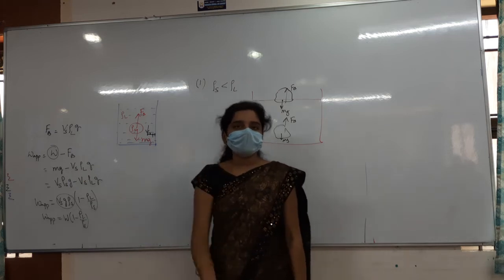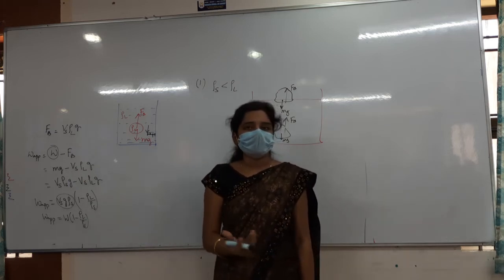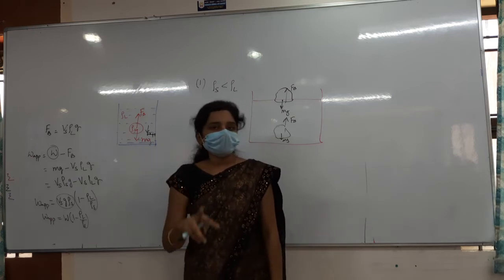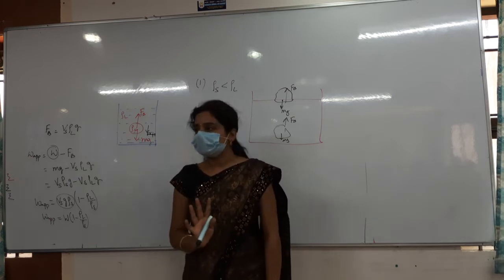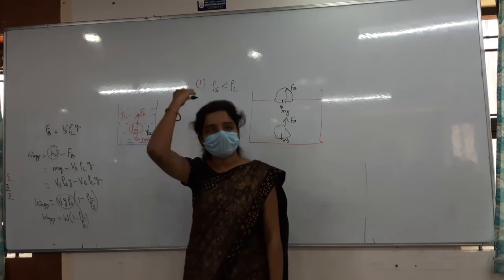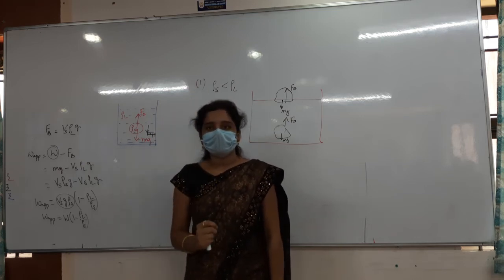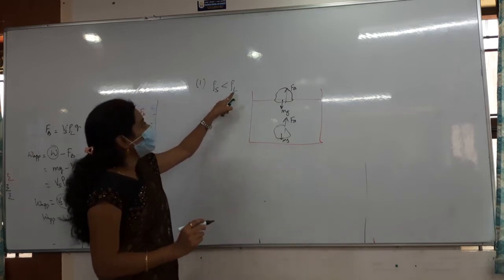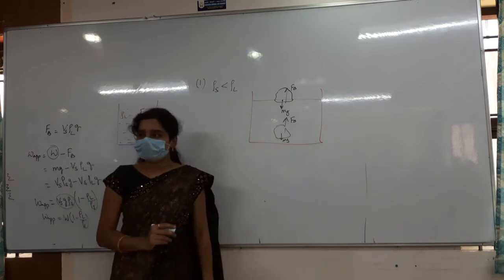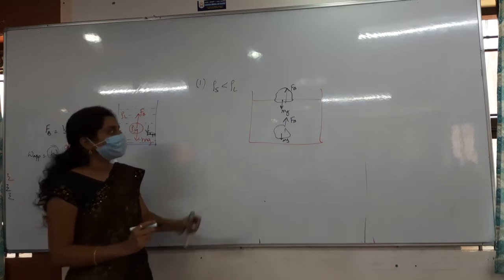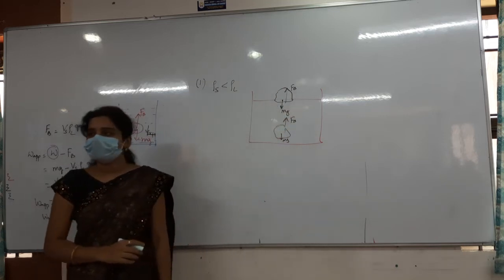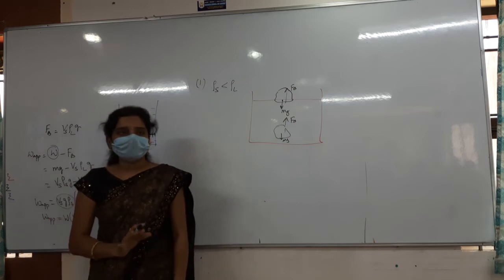So on the body, which forces are acting? Only two forces. One is mg, another is the force of buoyancy. Both are balancing, then only it will be at rest. Otherwise it will fly off like that. Understand or not? So whenever the density of the substance is less than the density of the liquid, at that time the body will be partially submerged on the free surface of the fluid. Clear, right?